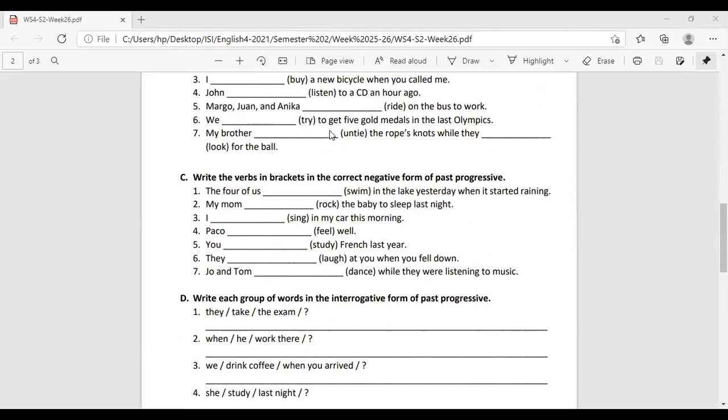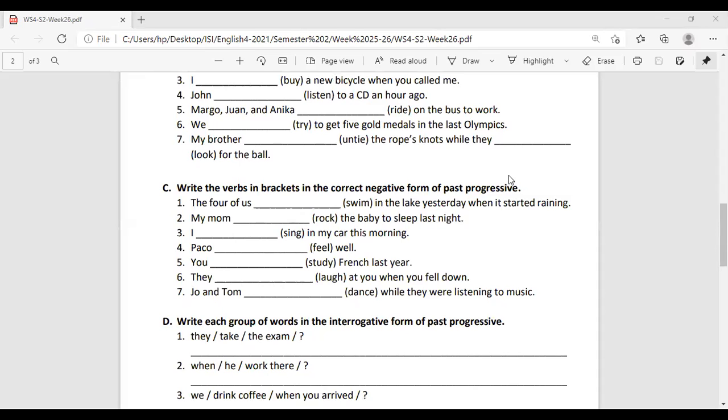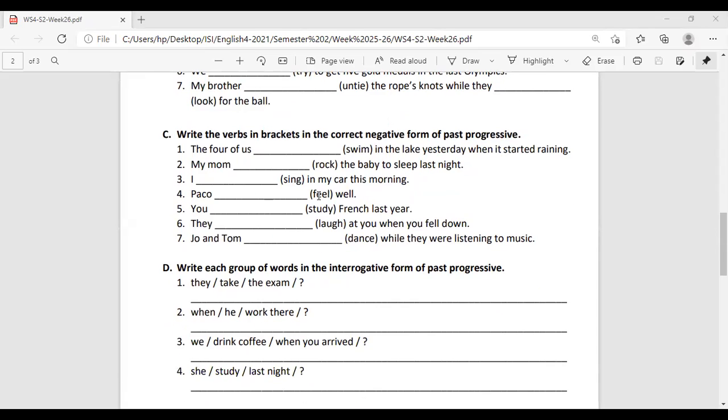Are you ready, guys? Let's see Amal. Yes. Okay, Amal, can you read exercise C now?